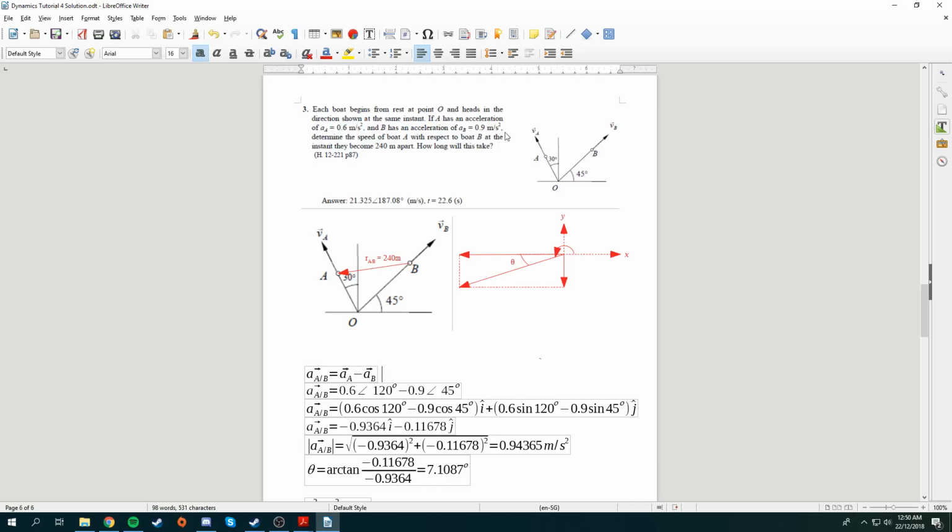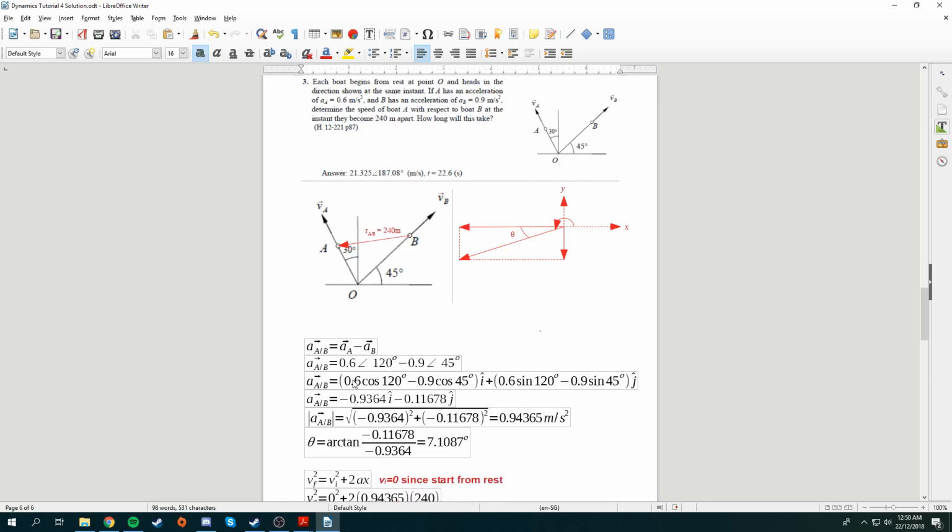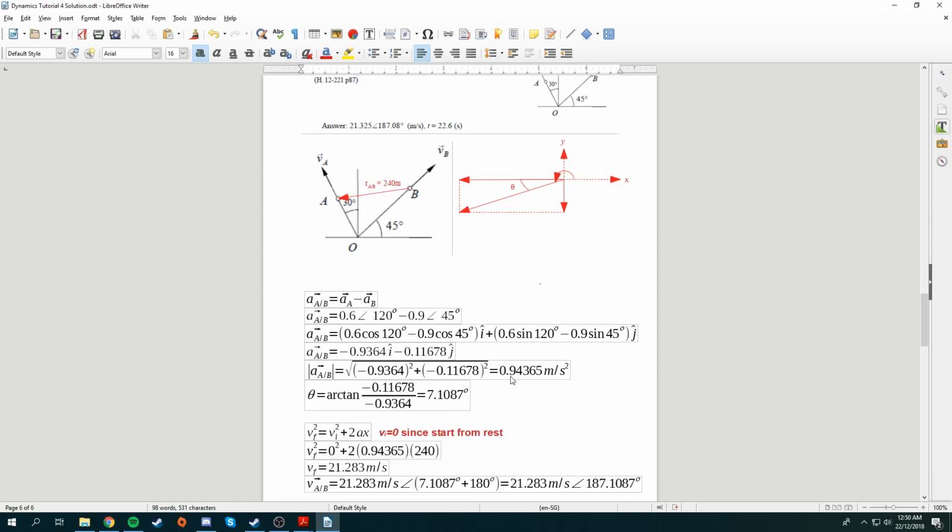We have acceleration. With these two accelerations, you can find out the relative acceleration. So I just do the relative acceleration, basically just plugging in the information that I have. The acceleration of boat A is 0.6 meter per second square, and the direction is 120 degrees from the positive x-axis. Likewise, the acceleration of boat B is 0.9 in the direction of 45 degrees. Once I compute the relative acceleration, I find it to be 0.94365 meter per second square.